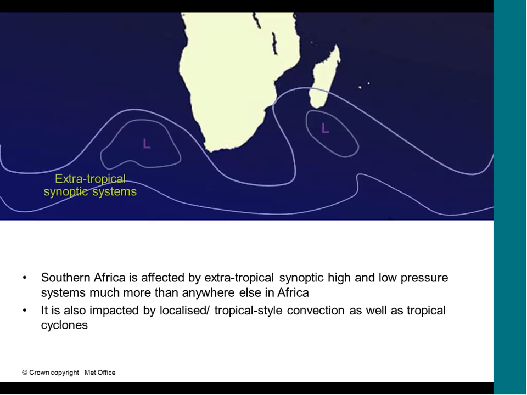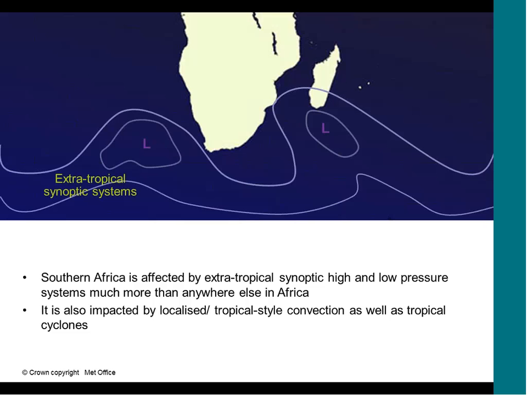Going into that a little more, South Africa is affected by extratropical synoptic high and low pressure systems much more than anywhere else in Africa. Most of Africa experiences a much slacker pressure gradient, and these pressure systems that we talk so much about in the mid-latitudes are not quite so relevant, but they are more relevant for the southern tip of Africa. It's also impacted by tropical localized convection as well. So these things sometimes interact with each other.